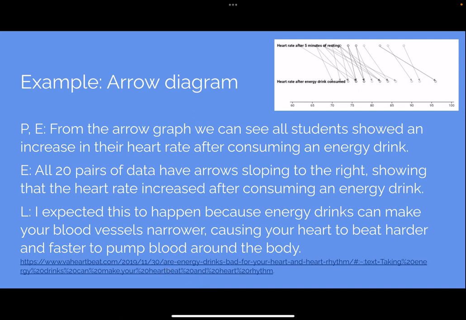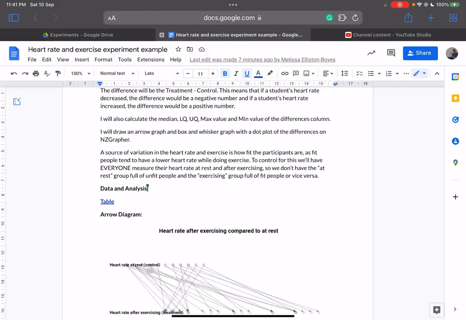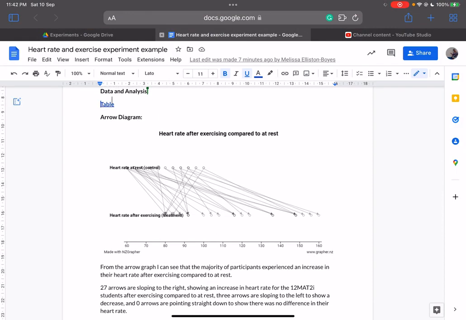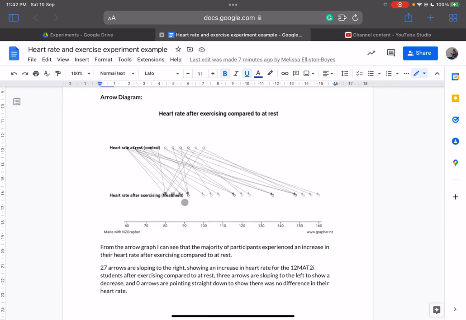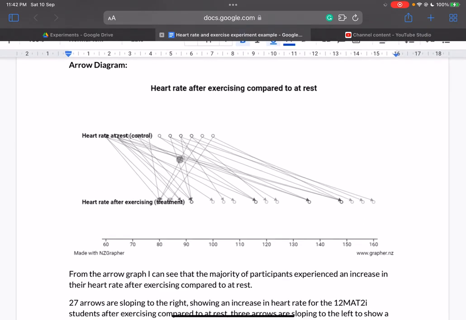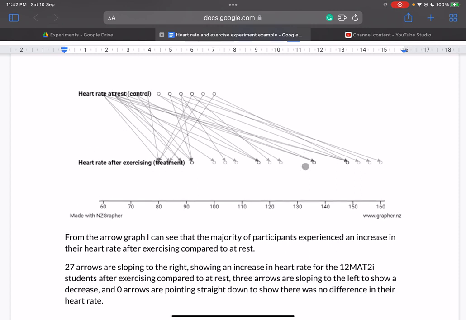I'll show the example for our heart rate and exercise. This is how you might put it into your report. I've changed this to data and analysis so that we can analyse each graph after we've put it, rather than having a separate section, which doesn't really make sense because you have to go backwards and forwards. So I've just put the analysis underneath the graph. So in this graph here, you can see there's lots of arrows going to the right, but there's also a few going to the left. It's hard to see how many arrows are going to the right and going to the left.